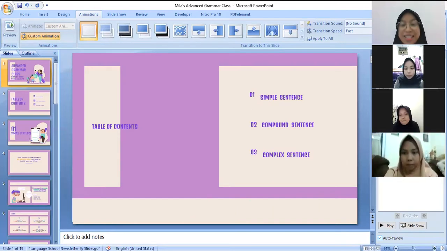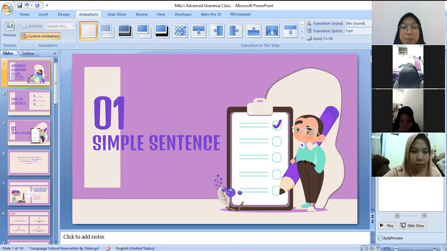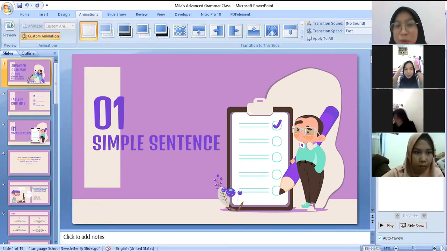Today we are going to talk about three topics. The first is simple sentence, the second is compound sentence, and the last we will talk about complex sentence. Let's start with the first topic, simple sentence. Before I start the material, does anyone know the definition of simple sentence?